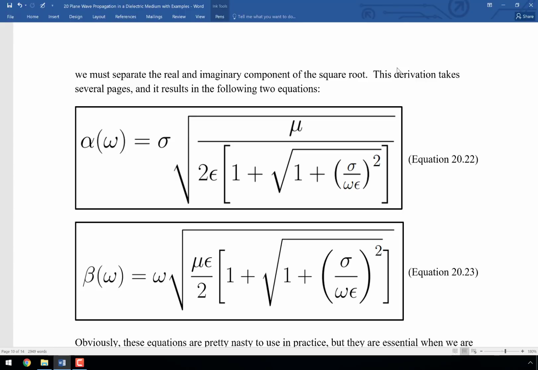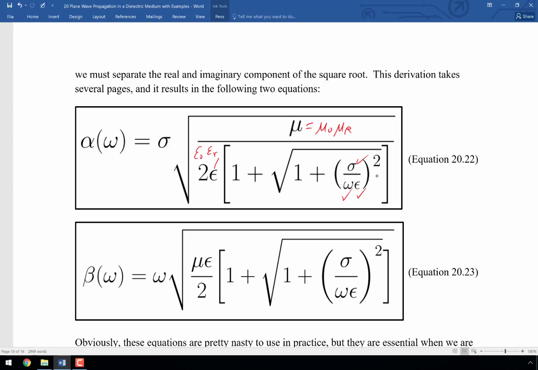And yes, these are nasty equations, and yes, they're unpleasant to work with, but they are also the only completely general solutions for alpha and beta. And if you look at this, these are things that we know. We know the conductivity. We know mu. Remember that this is equal to mu sub 0 times mu sub r. We know epsilon, which is epsilon 0 times epsilon r. We know sigma. We know omega, and we know epsilon again.